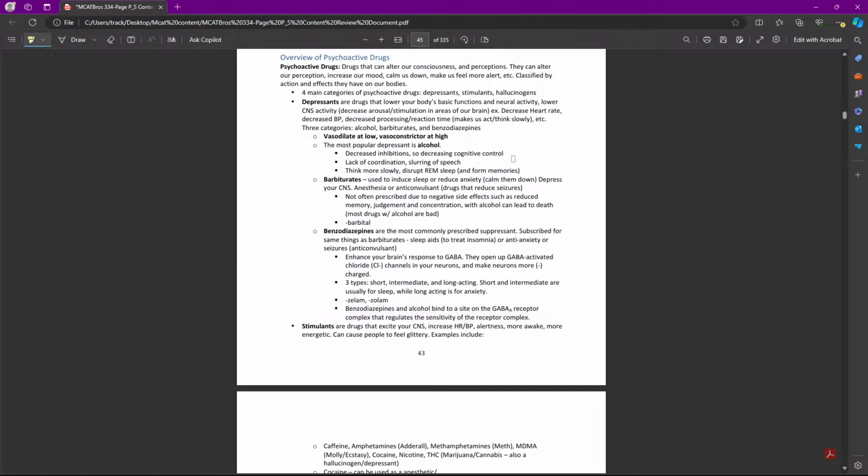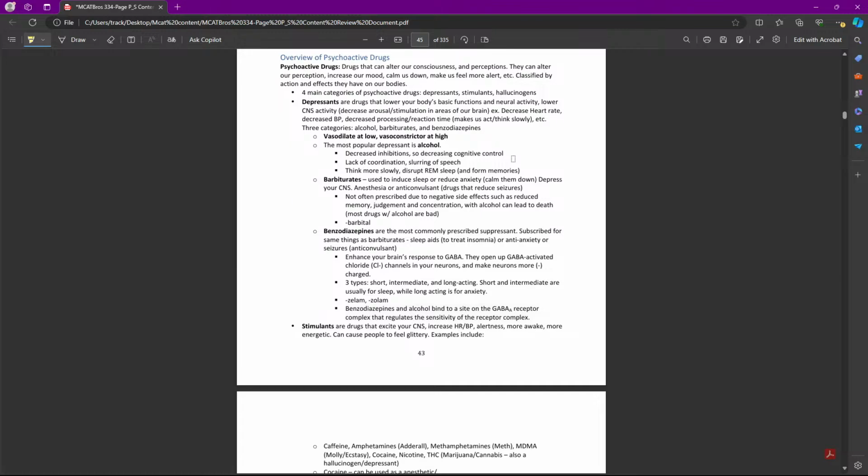Barbiturates are used to induce sleep or reduce anxiety. They depress your central nervous system. It's an anesthetic or anticonvulsant. Not often prescribed due to the negative side effects, such as reduced memory, judgment, and concentration. Combined with alcohol, it can lead to death.